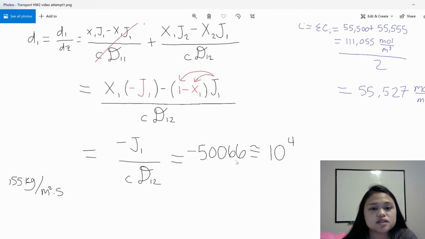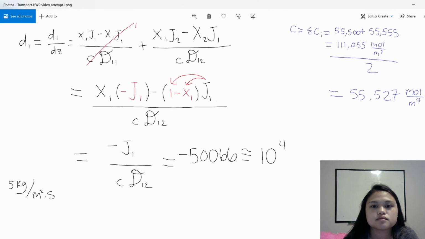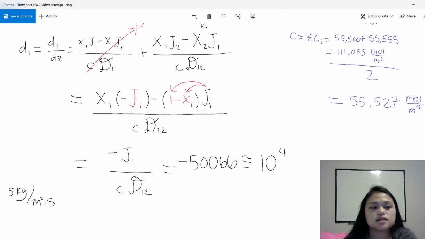So that gives me this value of negative 50,066, which I can round to be 10 to the 4th for the driving force, because we're just concerned with the magnitude. The negative doesn't really matter here. So that would be a good estimate, 10 to the 4th for the driving force magnitude. Okay, and I think that's it for now.